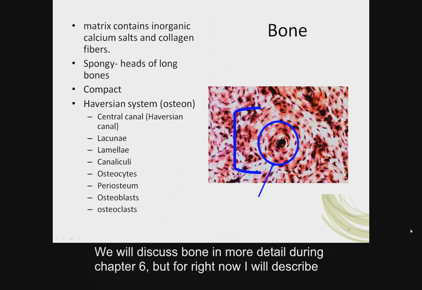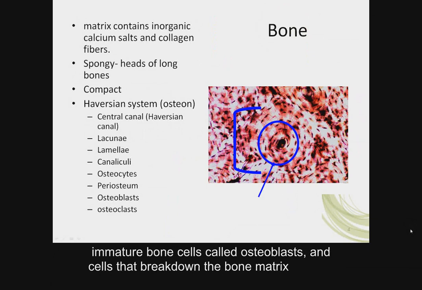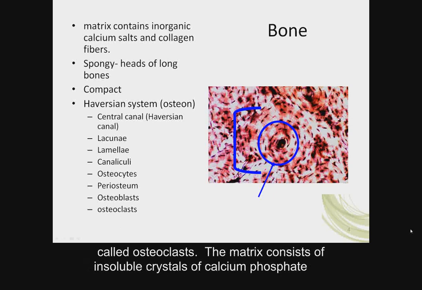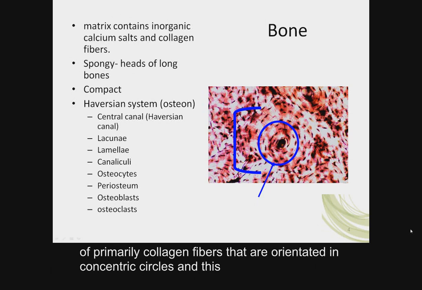We will discuss bone in more detail during Chapter 6, but for right now I will describe a few basic features of bone. The cells found in bone consist of mature osteocytes, immature bone cells called osteoblasts, and cells that break down the bone matrix called osteoclasts. The matrix consists of insoluble crystals of calcium phosphate and calcium carbonate. This creates the mineral component of bone.